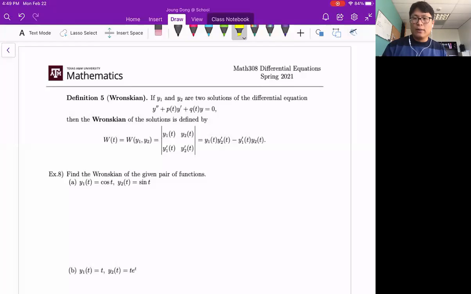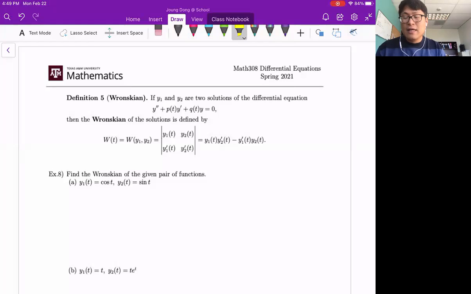Okay, let's talk about another important concept for the second order linear differential equation. It is the Wronskian. As I told you, it is a second order linear differential equation, which means you need two different particular solutions. But think about it. The first one is x and the other one is 2x, and they are actually the same.